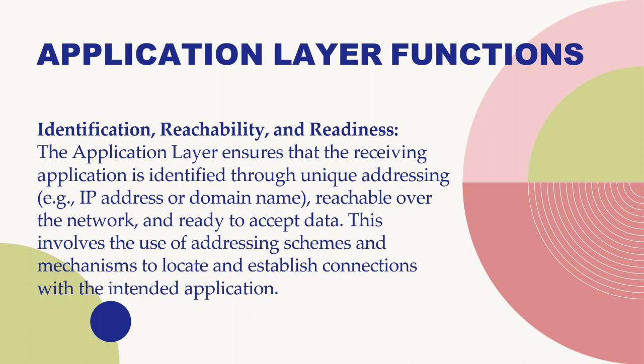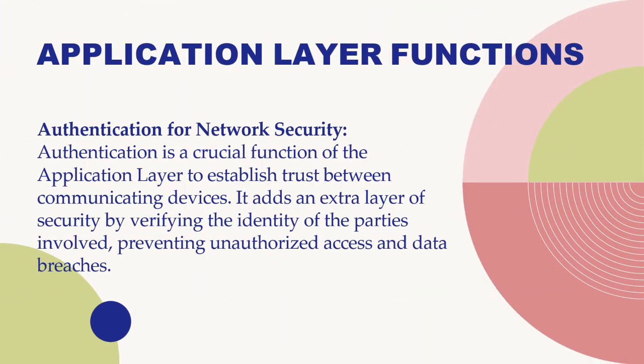Identification, reachability and readiness. The application layer ensures that the receiving application is identified through unique addressing, for example IP addresses or domain name, reachable over the network and ready to accept data. This involves the use of addressing schemes and mechanisms to locate and establish connections with the intended application. Authentication for network security. Authentication is a crucial function of the application layer to establish trust between communicating devices. It adds an extra layer of security by verifying the identities of the parties involved, preventing unauthorized access and data breaches.